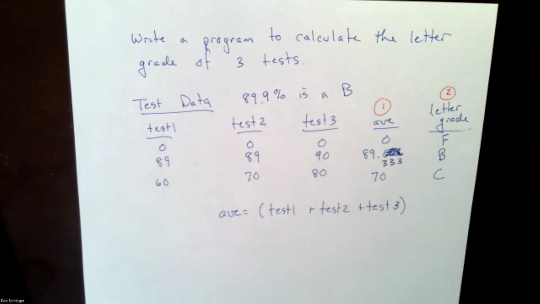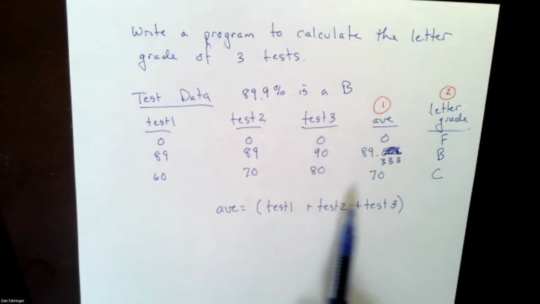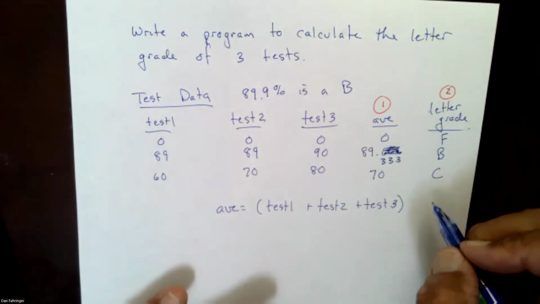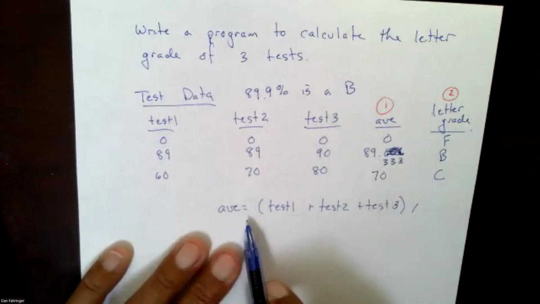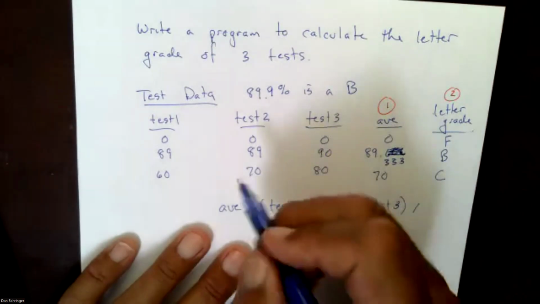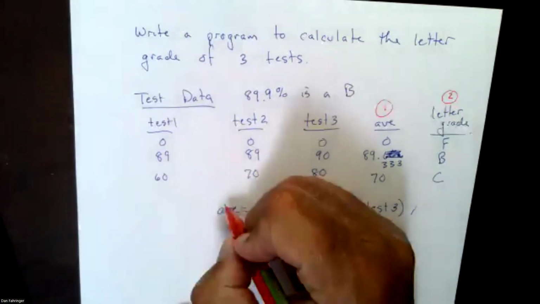And then finding the mean. What data type should average be? Integer, double, Boolean, char? Double. Yeah, I'm thinking I should make this double.